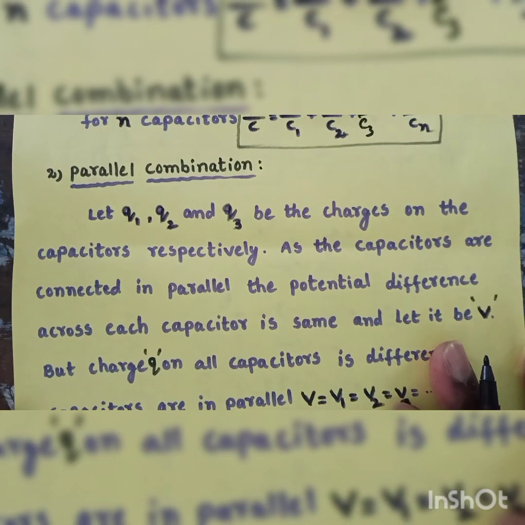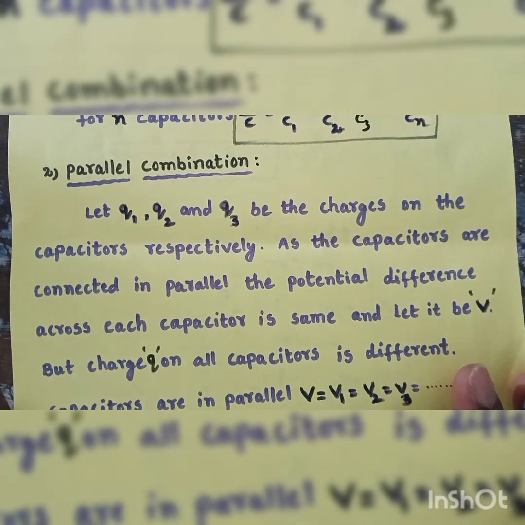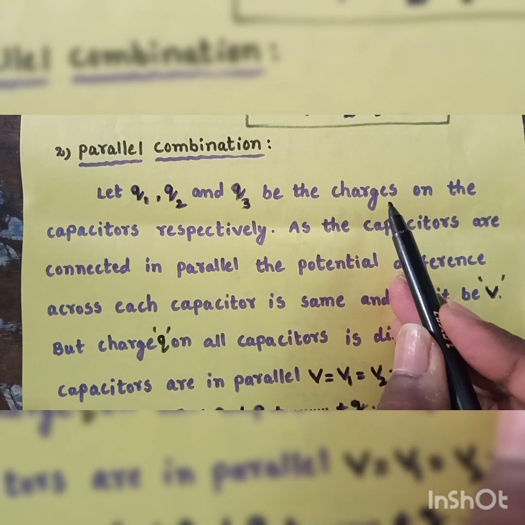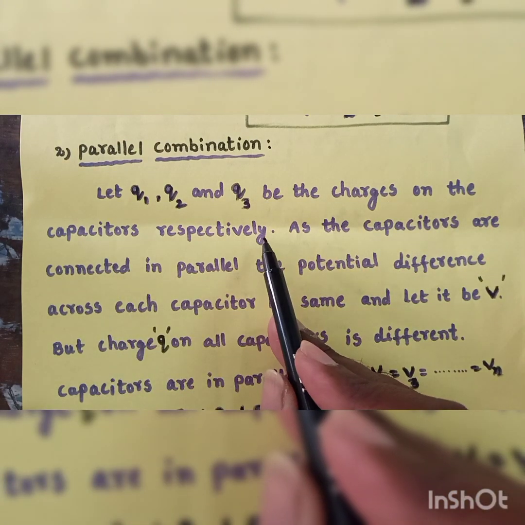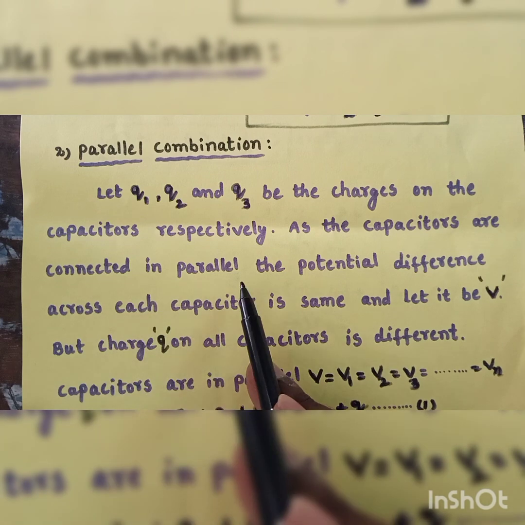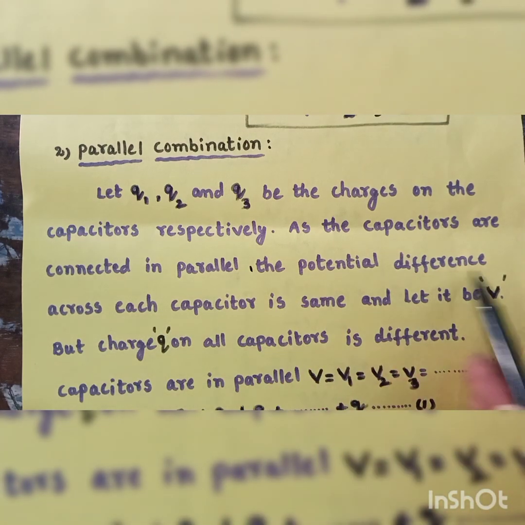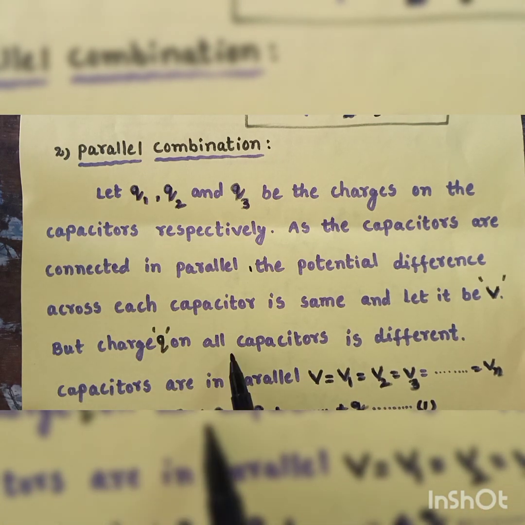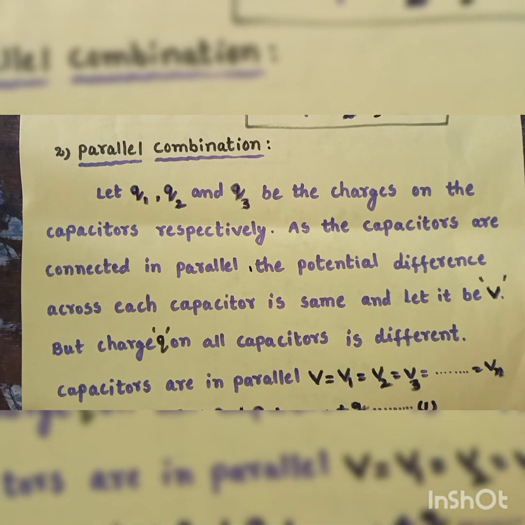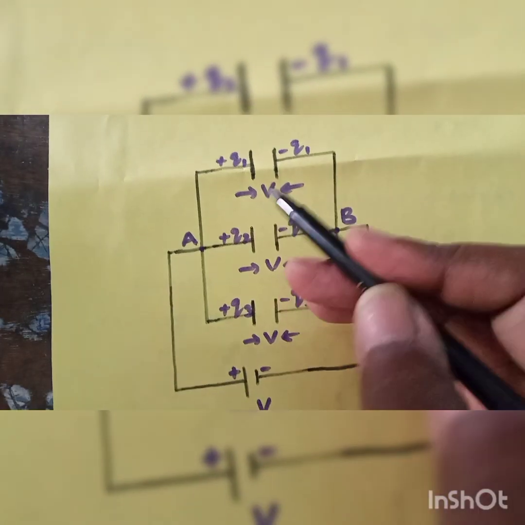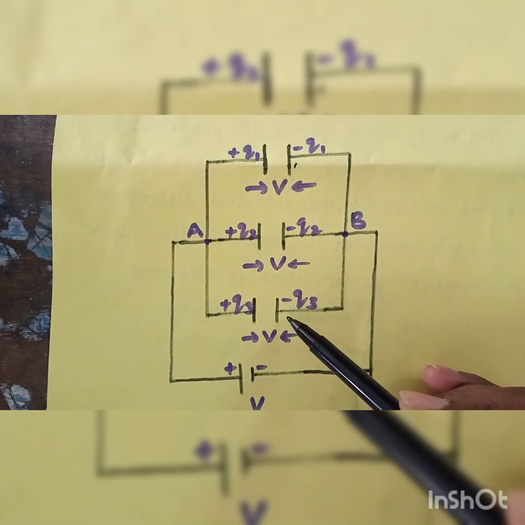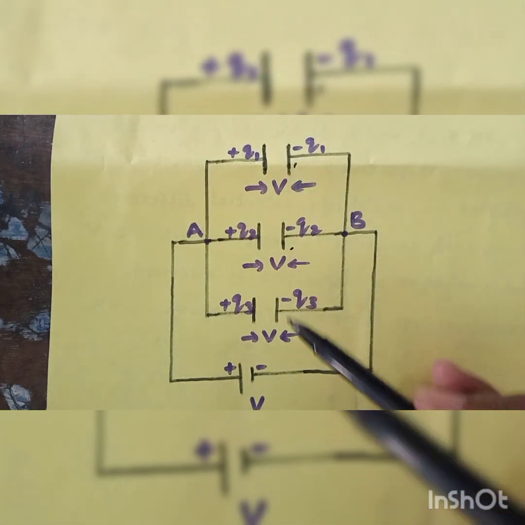Next, second combination, parallel combination of capacitors. Let Q1, Q2, Q3 be the charges on the capacitors respectively, as the capacitors are connected in parallel. The potential difference across each capacitor is the same but the charge on all capacitors is different. Now you can observe the diagram. This is the diagram. How many capacitors are connected? 3 capacitors are connected. In which combination? Parallel combination.